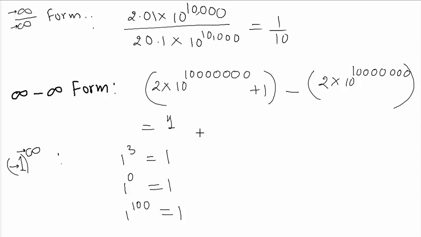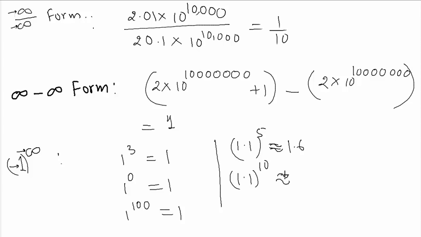This one may be 1 point something, like 1.1. This is greater than 1. So we can have, let's say, 5. Let us have the value of 1.1 to the power 5. This is coming out to be approximately equal to 1.6. Even 1.1 to the power 10 is approximately going to be equal to 2.59.